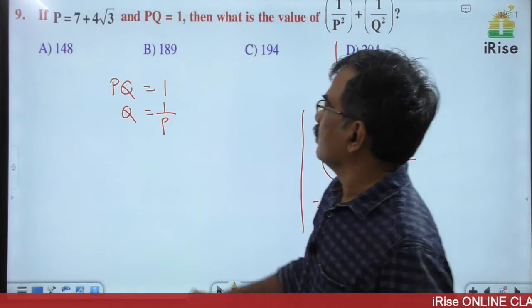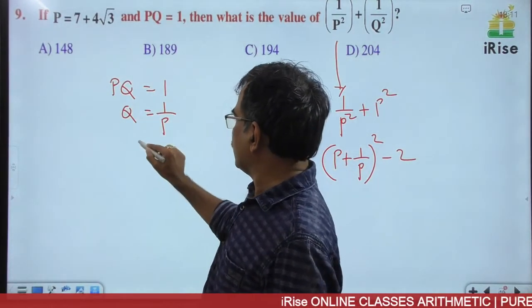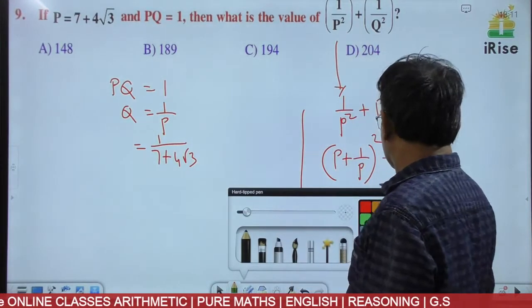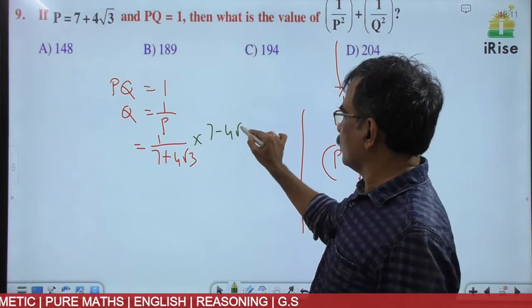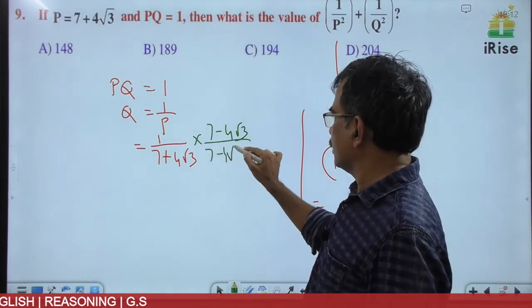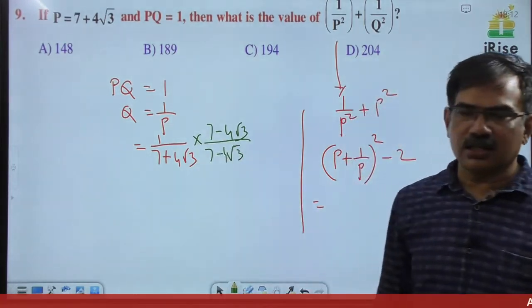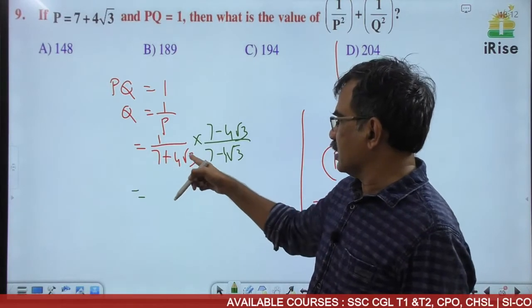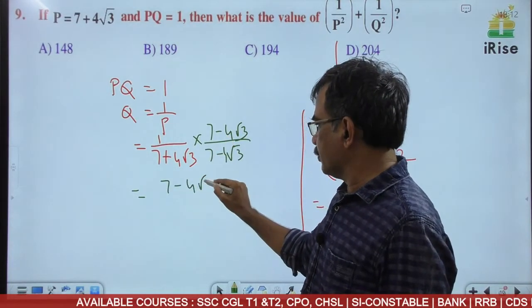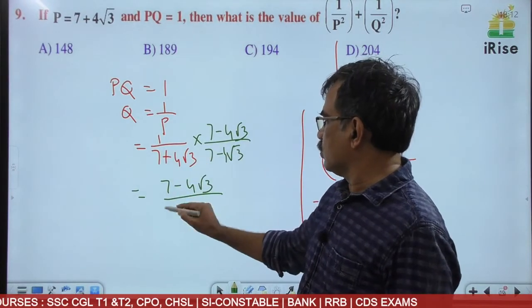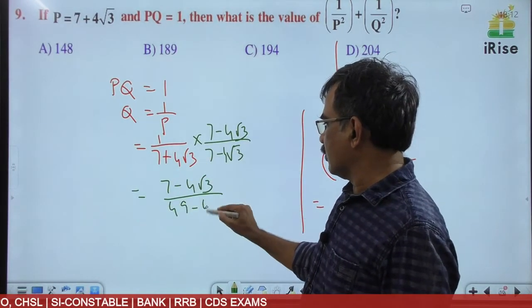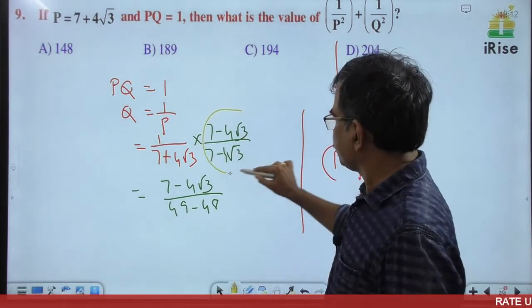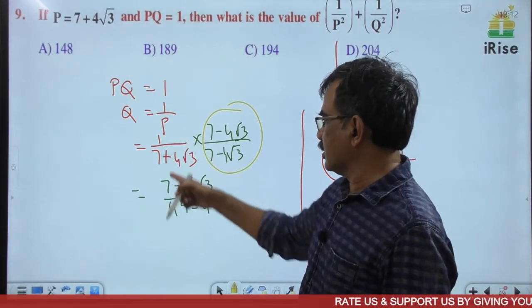So first I want to write q, with p already known. Q is equal to 1 by 7 plus 4 root 3, multiplied and divided by 7 minus 4 root 3. Actually this is not necessary; you can write directly after rationalization. The rationalizing factor is 7 minus 4 root 3, and the product of these two is 49 minus 16 times 3, which is 48. Actually it is not necessary to write this step.